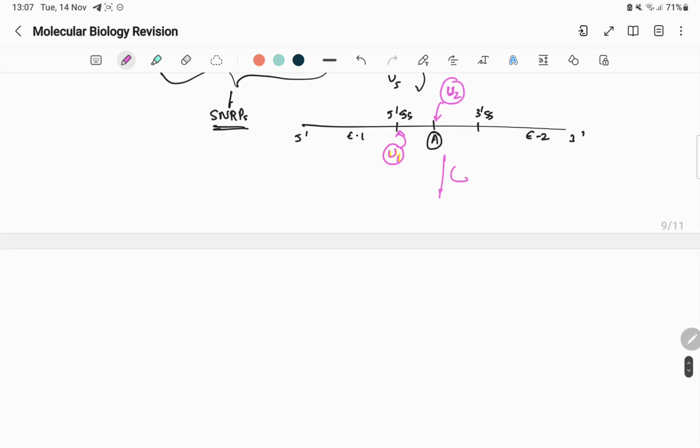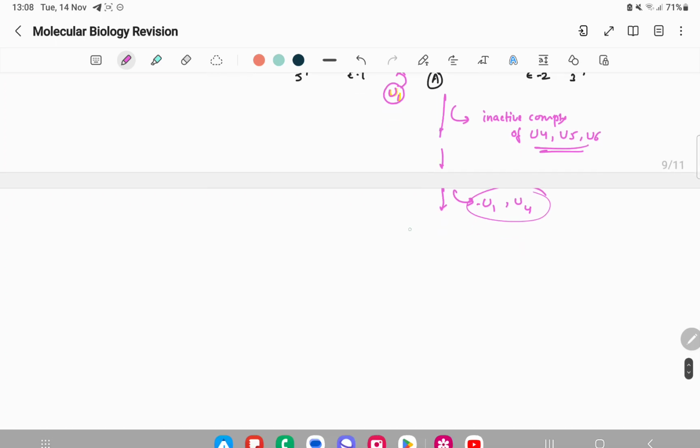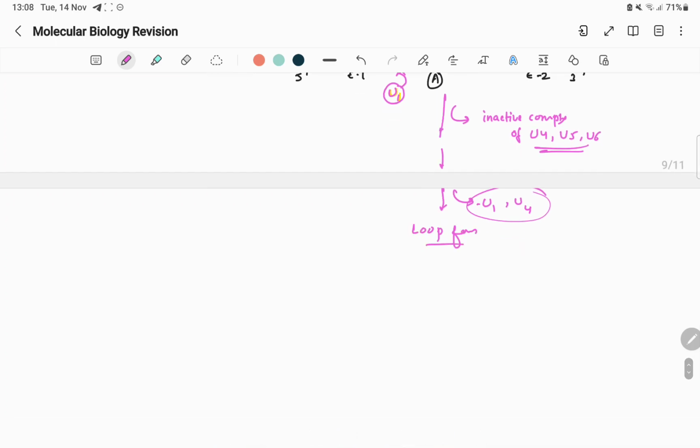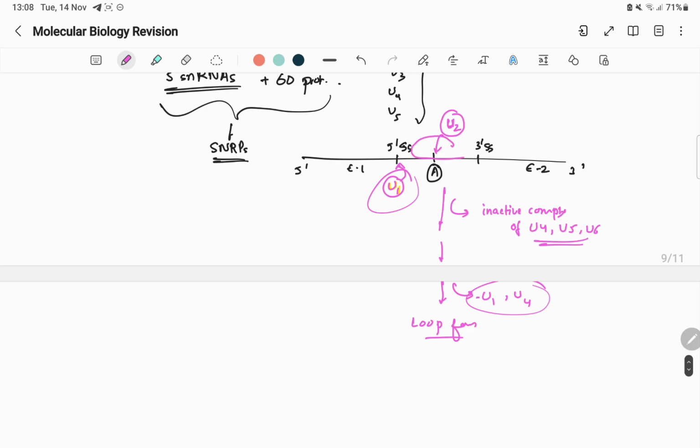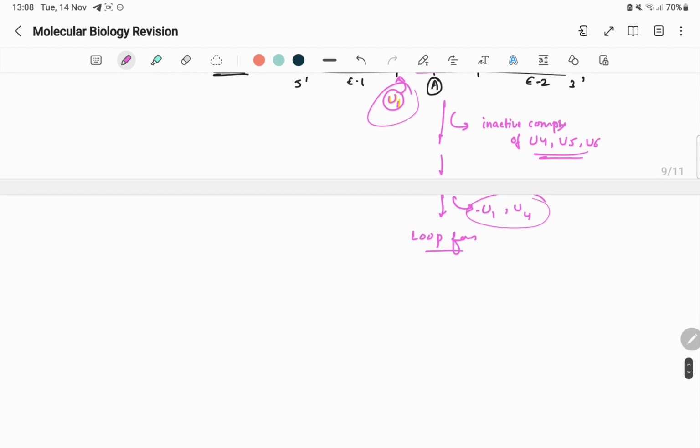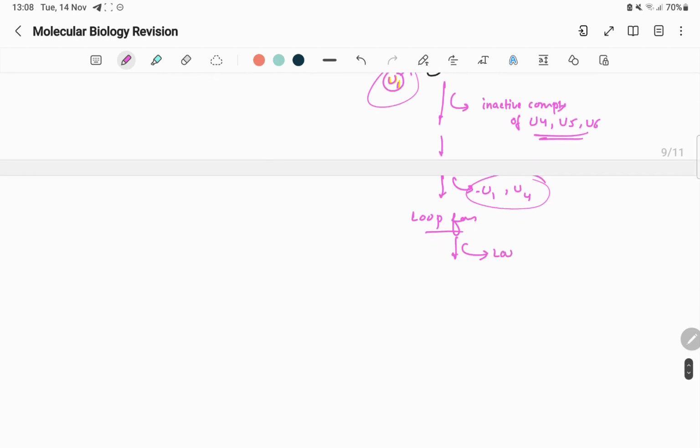Then the inactive complex of U4, U5, U6 comes in. After that, U1 and U4 are removed. Due to this, there will be loop formation, the lariat. Due to this loop formation, the lariat will be removed, and there will be joining of the two exons, E1 and E2. Understood? So these are the post transcriptional modifications.